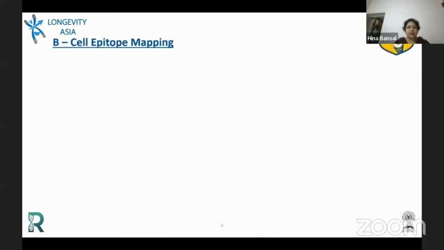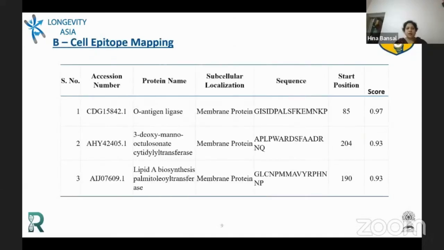This is followed by B cell epitope mapping. B cell epitope mapping was done by the artificial neural network ABCpred program, which indicated these 3 proteins, which are present in the membrane and have a score greater than 0.9, as vaccine candidates.